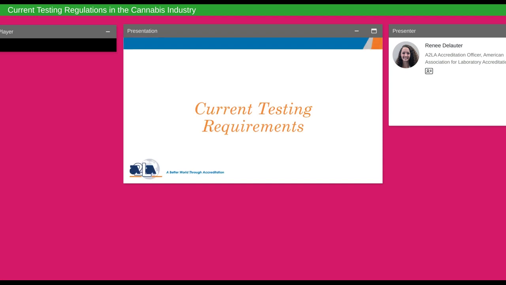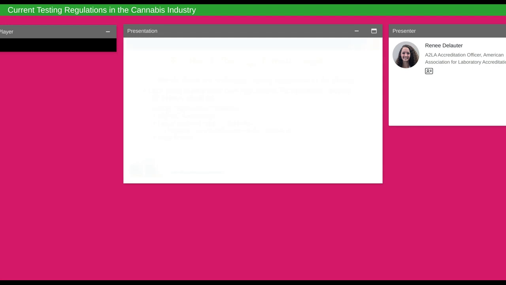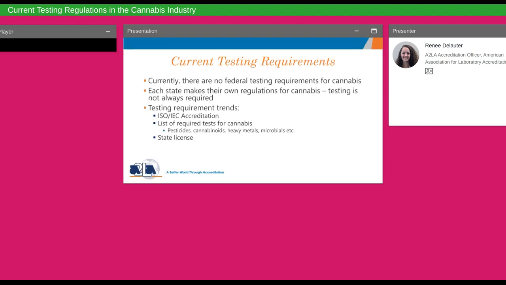So what do the current testing requirements look like in the U.S.? There are currently no federal testing requirements for cannabis. Each state is in charge of making their own regulations and requirements, but testing is not always required. Some requirements for cannabis include being accredited to ISO IEC 17025 by an ILAC-recognized accreditation body.